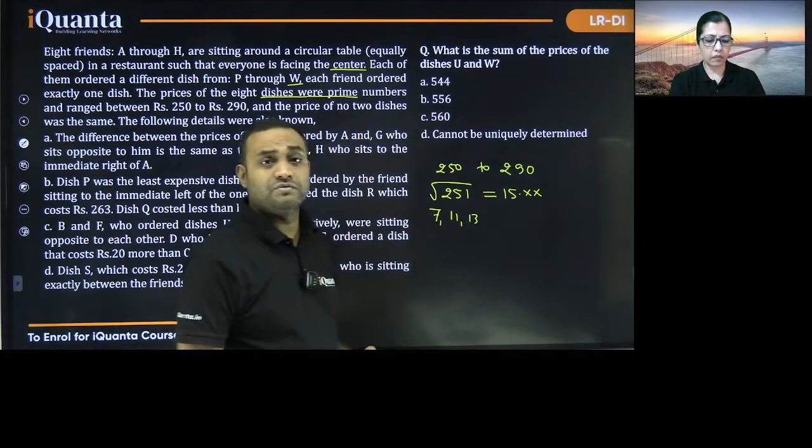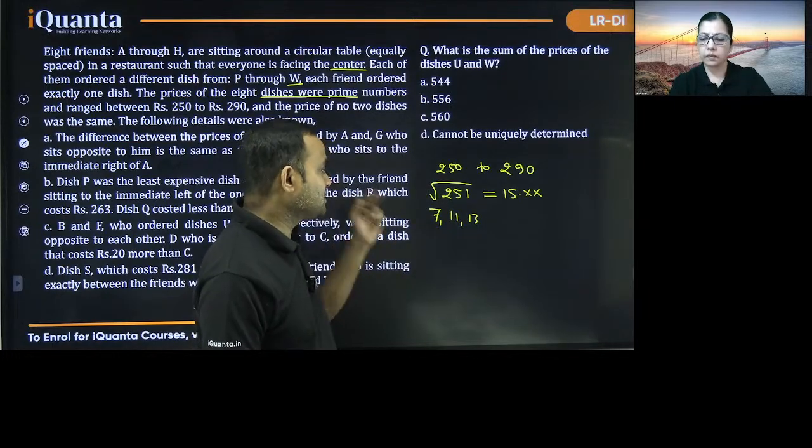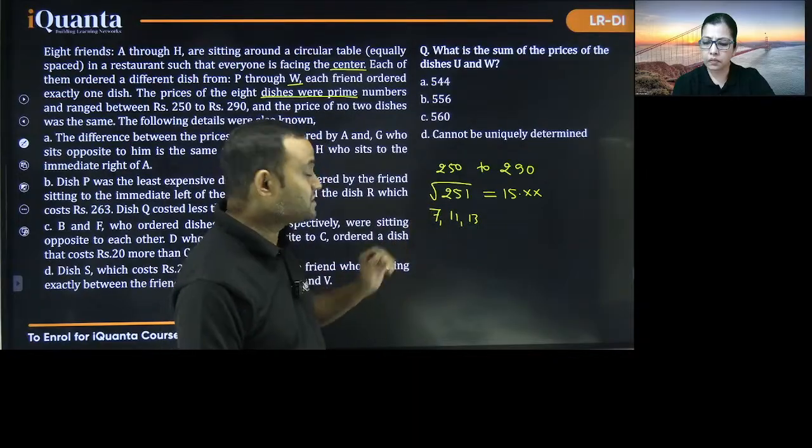If this number is divisible by 7, let's check. 21, 41, not divisible. 11, not divisible. 13. So in case of 13, 121, not divisible. So this is a prime number.